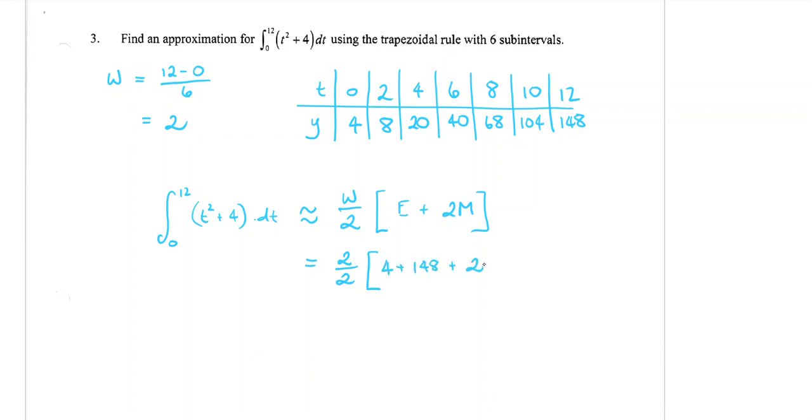Plus 2 lots of all of the middle ones. So that means that one, that one, that one, that one, and that one. They are all the middle ones. So put it in brackets: 8 plus 20 plus 40 plus 68 plus 104. Close the round bracket, then close the square bracket and type it all in. Yes, great, well done.